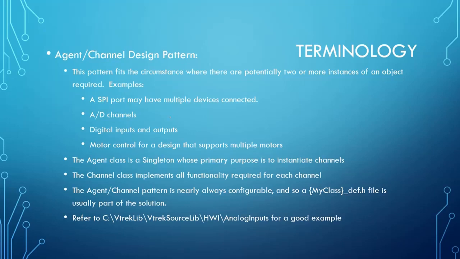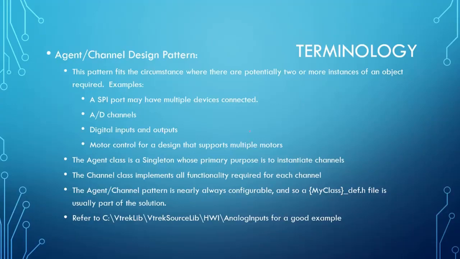A to D channels are a really good example as well. So you have maybe a couple of ports of A to D inputs. Every A to D pin you could consider a channel. And so the agent channel pattern applies to that. The agent's purpose in this case is to instantiate channels and then provide any kind of global support to those channels that would reduce code overhead. Digital I/O is another example.